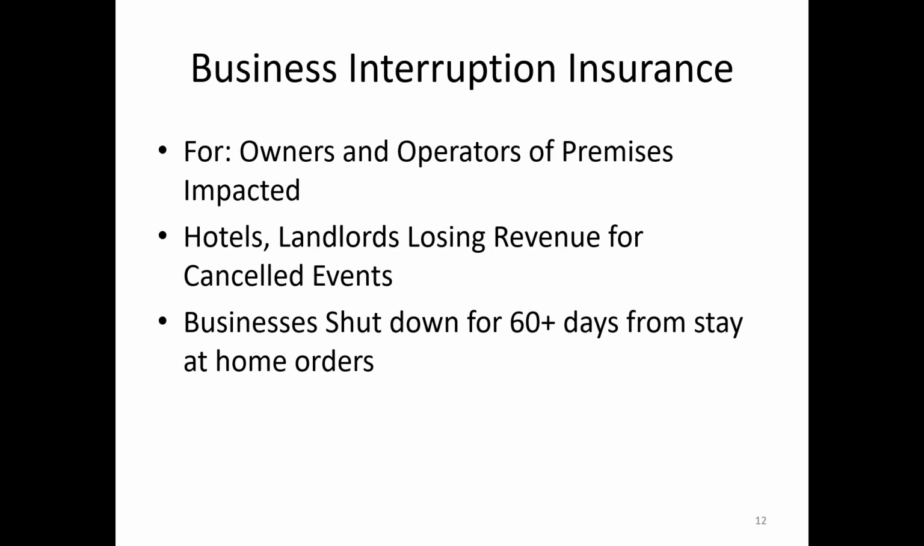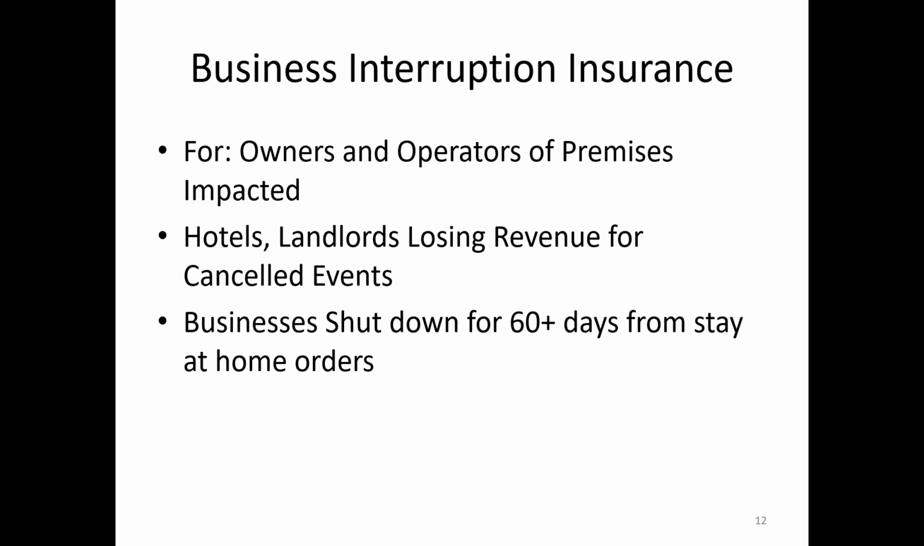Okay, so the next major area is going to be the business interruption coverage. You think about all of the owners and operators of premises that have been impacted by the 2-month shutdown. You have the hotels and landlords that are losing revenue, canceled events that we just discussed. You also have businesses that have been closed from the stay-at-home orders. And the natural question is, can you seek coverage under the property damage, your business interruption portion of your policy?